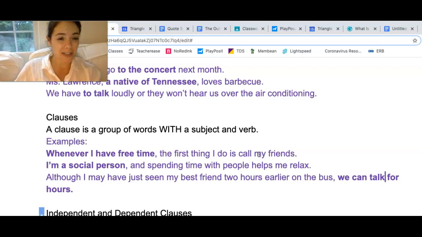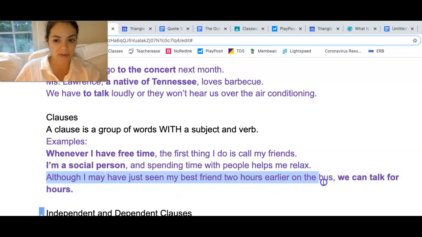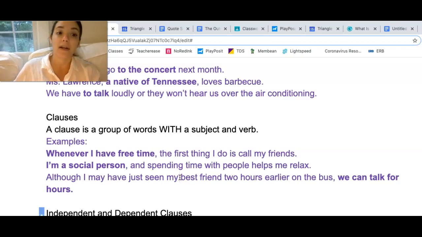Notice each of these sentences actually has more than one clause in it, which is also fine. Whenever I have free time is a clause. The first thing I do is call my friends, right? We've got another subject verb pair, I do. Spending time with people helps me relax. Time and helps is my subject verb pair. And although I may have just seen my best friend 2 hours earlier on the bus, I and may have seen as my subject verb pair there. So I can have more than one clause in a sentence. I can have lots and lots of clauses in a sentence. But to be a clause, it must have a subject and a verb.